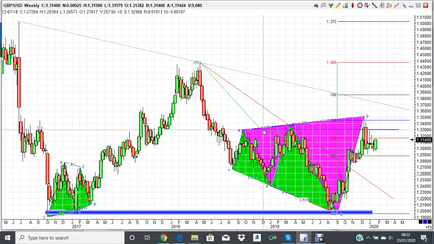Good morning, folks. This is Thursday morning, the 23rd of January. This is the Great British Pound US Dollar chart, the weekly chart. This is going back to the Brexit referendum vote, if you remember.